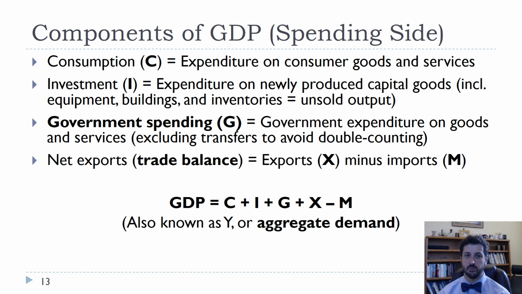And then net exports, or what's sometimes called the trade balance, which is exports minus imports. So X minus M. So C plus I plus G plus X minus M. And that's often referred to as aggregate demand, right? It's the demand for everything that we produce in the economy. So on the left-hand side, GDP, that's everything we produce, and on the right-hand side is everything we buy.